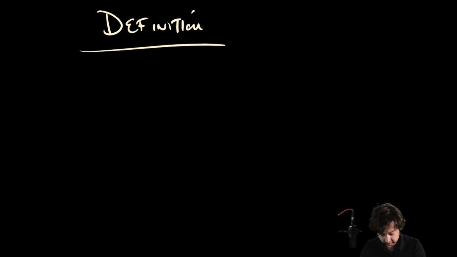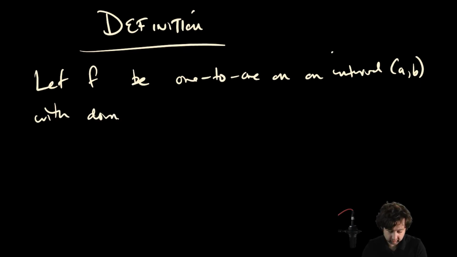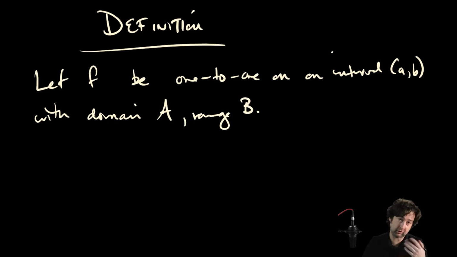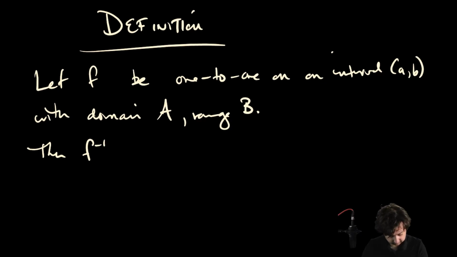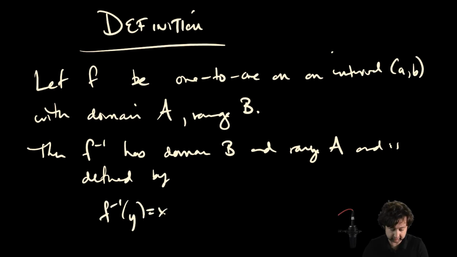So formally, we're going to let f be 1 to 1 on an interval AB with domain capital A and range capital B. So that's the setup. The 1 to 1-ness means that we're going to be able to say that f has an inverse. Then f inverse has domain B and range A, and is defined by f inverse of y is equal to x whenever f of x is equal to y.